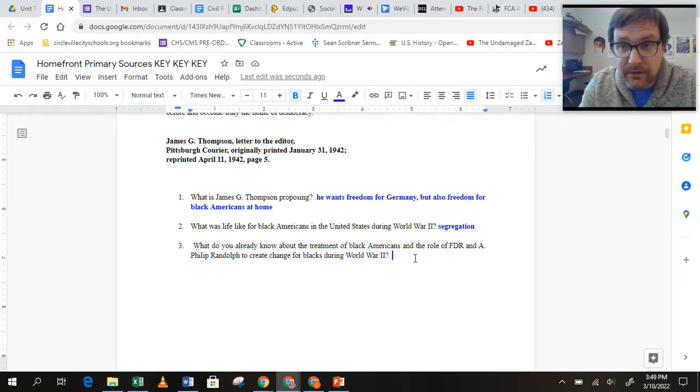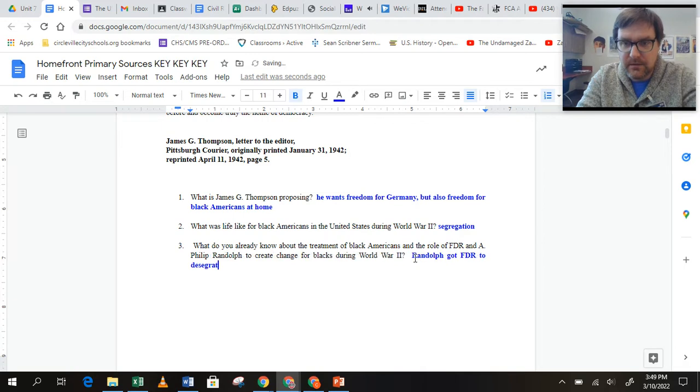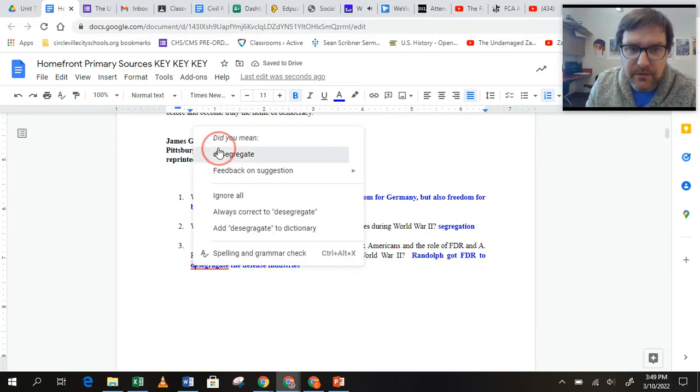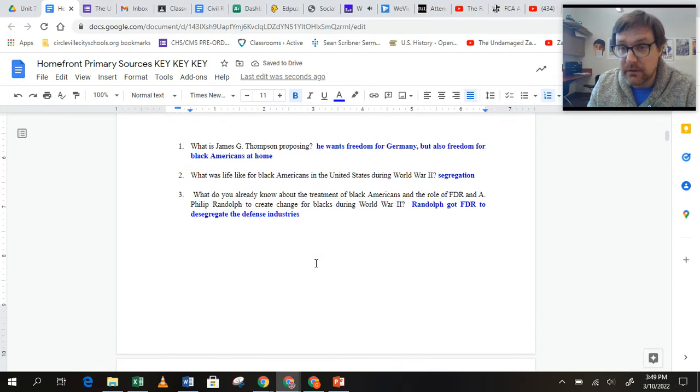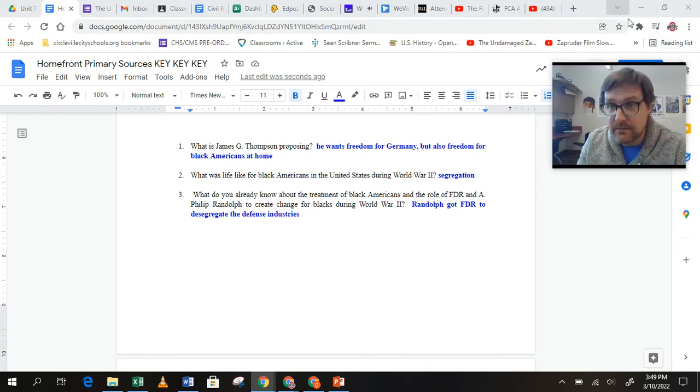So FDR did not want, during the middle of a war, a march on Washington, D.C., with tens of thousands of white and black civil rights leaders. And so what he did was, Randolph got FDR to desegregate the defense industries. If you have something like that, then you're fine. You don't have to change it. If you don't, please change it for me now. Pretty please with sugar on it.